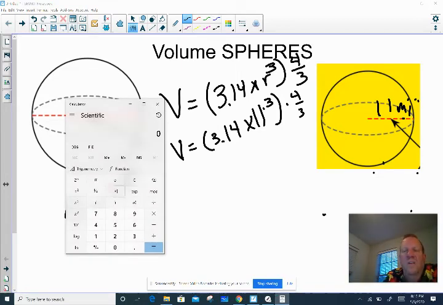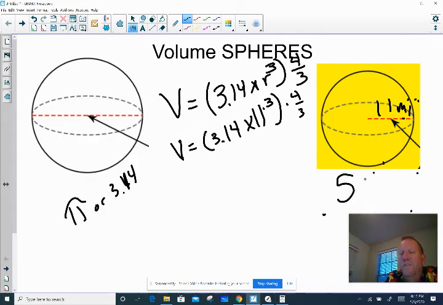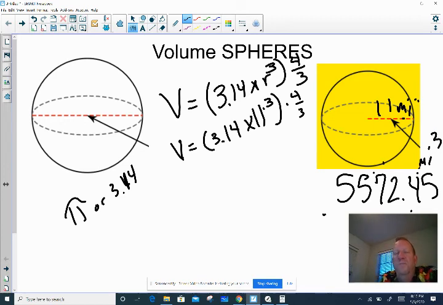So here we go. I get parentheses 3.14 times 11 raised to the third, close parentheses, times 4 divided by 3. And I get a volume that's huge. 5572.45. And because it's miles, it's 5572.45 miles cubed.